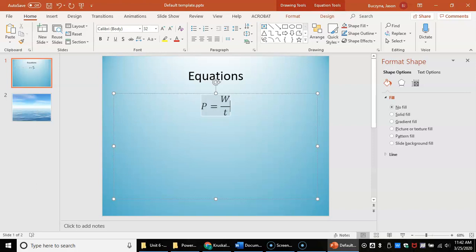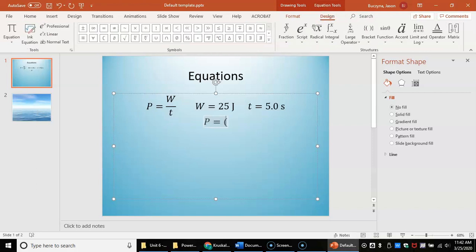So I have power equals work over time, and let's say that my work was, W equals, okay, how about 25 joules, and my time was 5.0 seconds. Well, we have power equals, well, I've done a parenthesis here. Why a parenthesis? When you're doing numerators and denominators, you want to open a parenthesis around your whole numerator. So I have 25 joules, now I close parenthesis, divided by, open parenthesis, 5.0 seconds, close parenthesis.